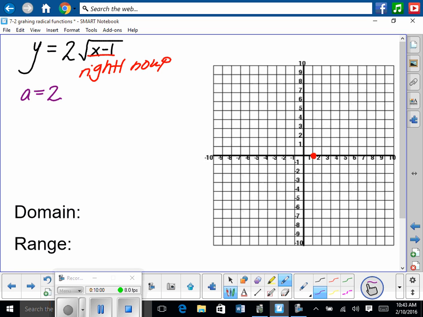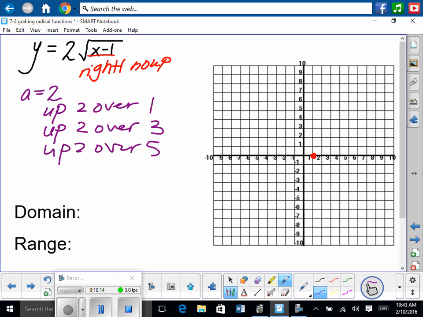2, right? So because it's positive 2, we'll be going up 2 over 1. It's a 1, 3, 5 pattern. Up 2 over 1, up 2 over 3, up 2 over 5. Okay, so let's do that. From my new starting point, up 2 over 1, up 2 over 1, 2, 3, up 2 over 1, 2, 3, 4, and 5. Now look at that. I've drawn in my square root function.